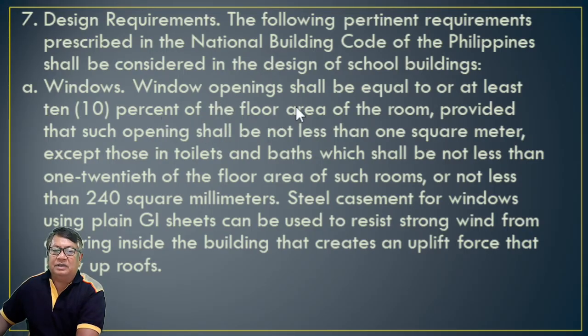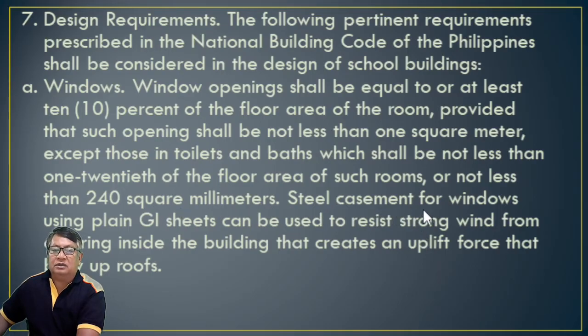Window opening shall be equal to or at least 10% of the floor area of the room, provided that such opening shall be not less than 1 square meter, except those in the toilets and baths, which shall be not less than 1/20th of the floor area of such rooms. Okay? Or not less than 240 square millimeters.